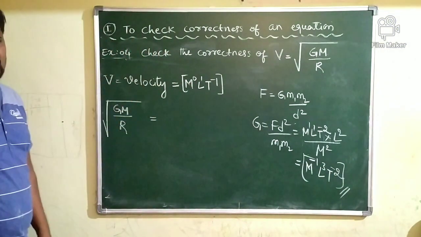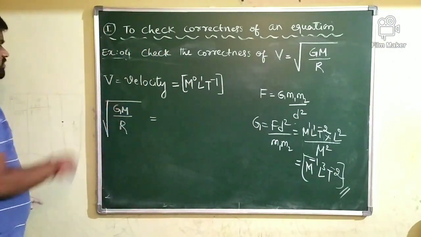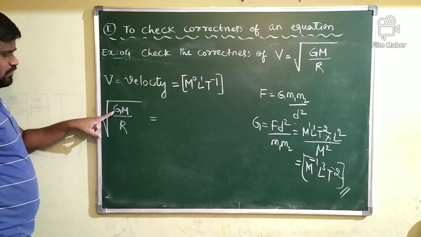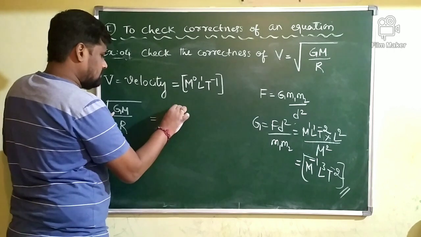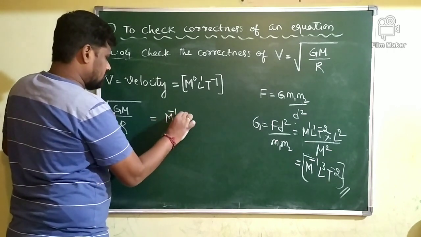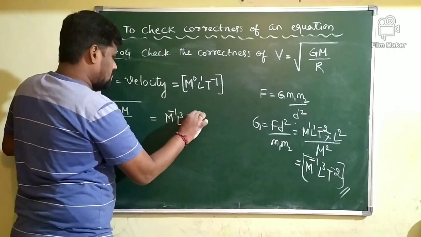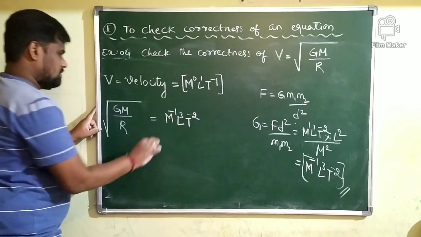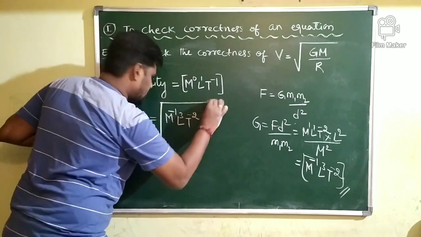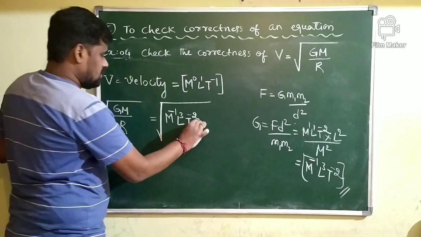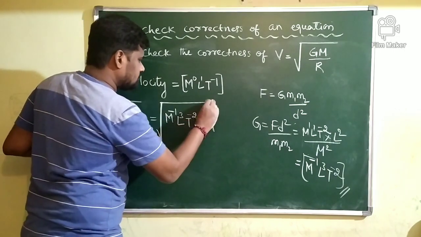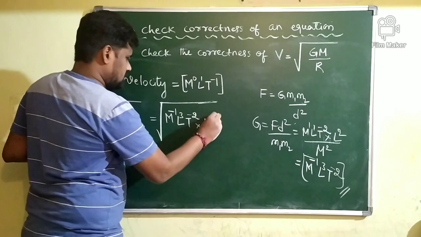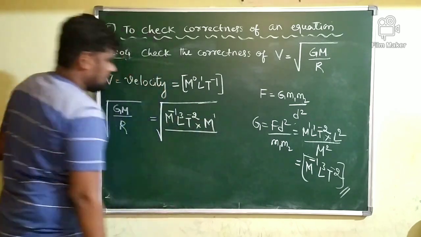We are already done with that dimensional formula. Just substitute here. What is the dimensional formula for the gravitational constant? m⁻¹ L³ t⁻². This is multiplied by mass, that is m, divided by what?